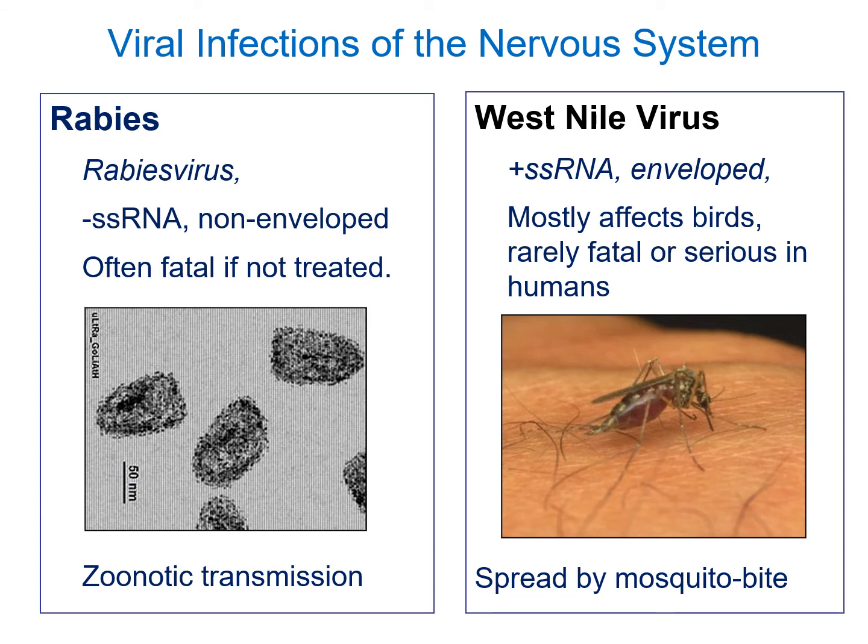We've got West Nile virus. This is a single-stranded RNA enveloped virus that affects birds, but can be spread to humans, and it affects our nervous system. It can cause swelling of nervous tissues. In most people, it's not harmful, but it can occasionally be quite harmful. About 1% of people who contract it can have rather serious symptoms.